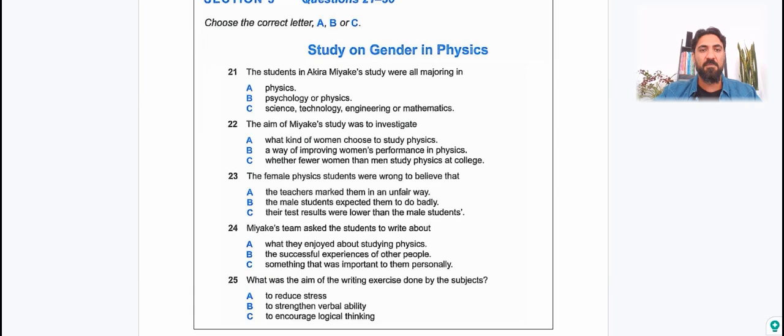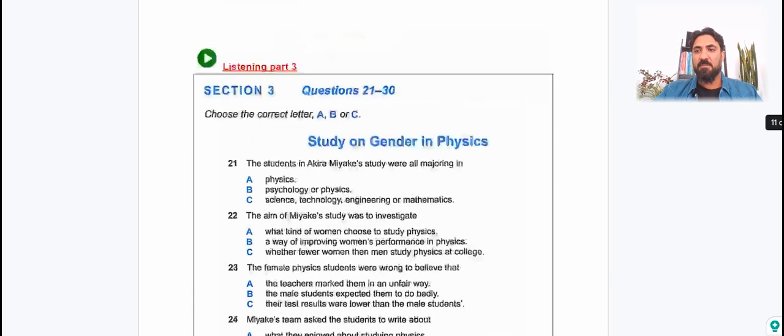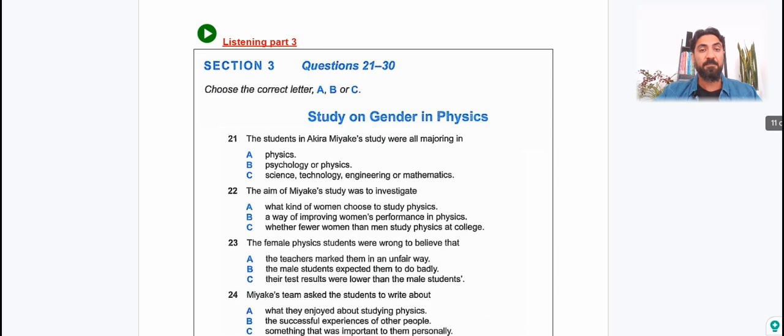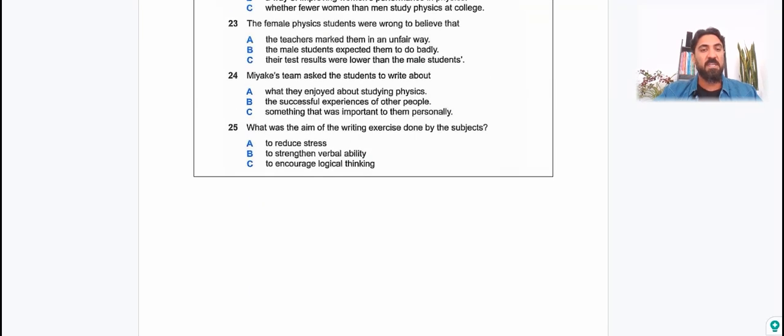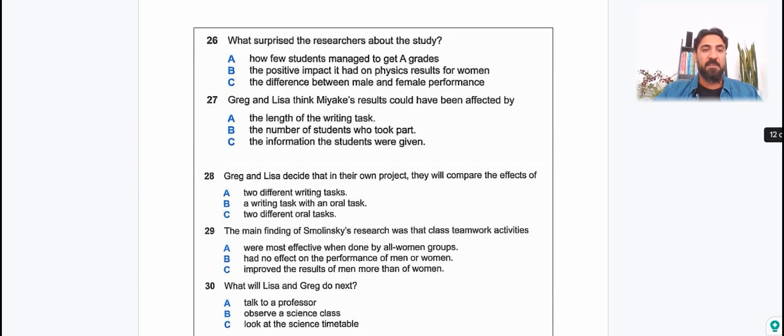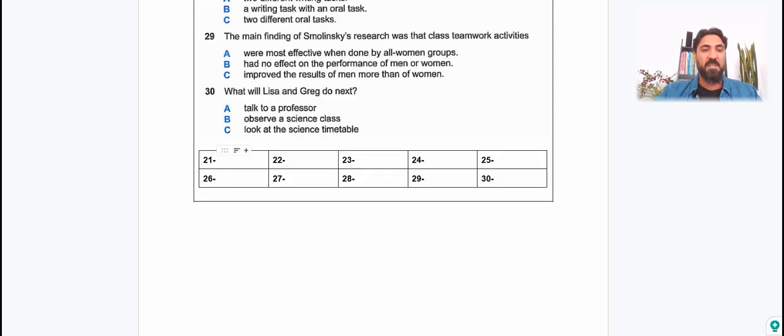So listening part 3, as you can see, becomes more analytical and multiple choice. Again, you play the listening, and before you listen, you read the different options that you have for each question. Then you start listening. So questions 21 to 25 are in this section, 26, 27, 28 to 30.